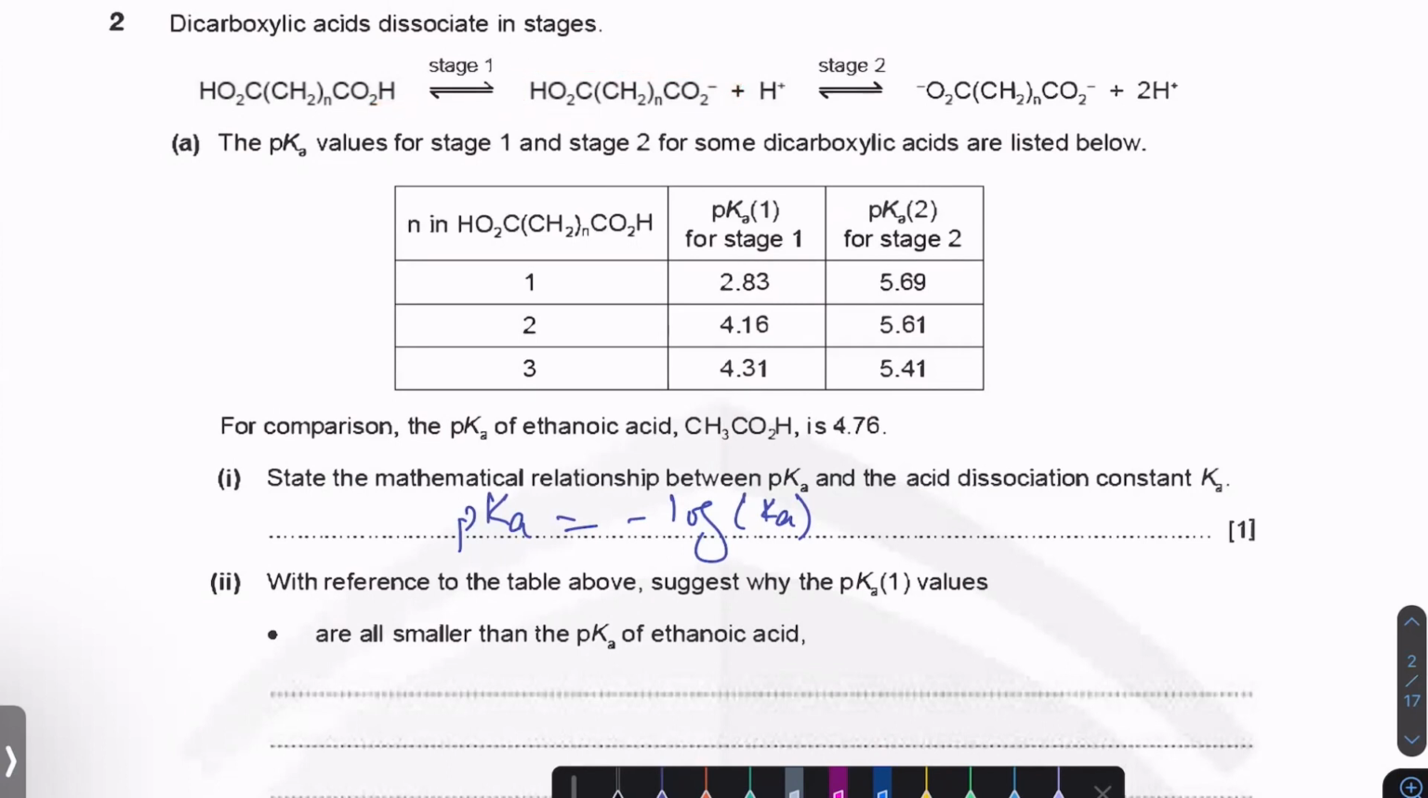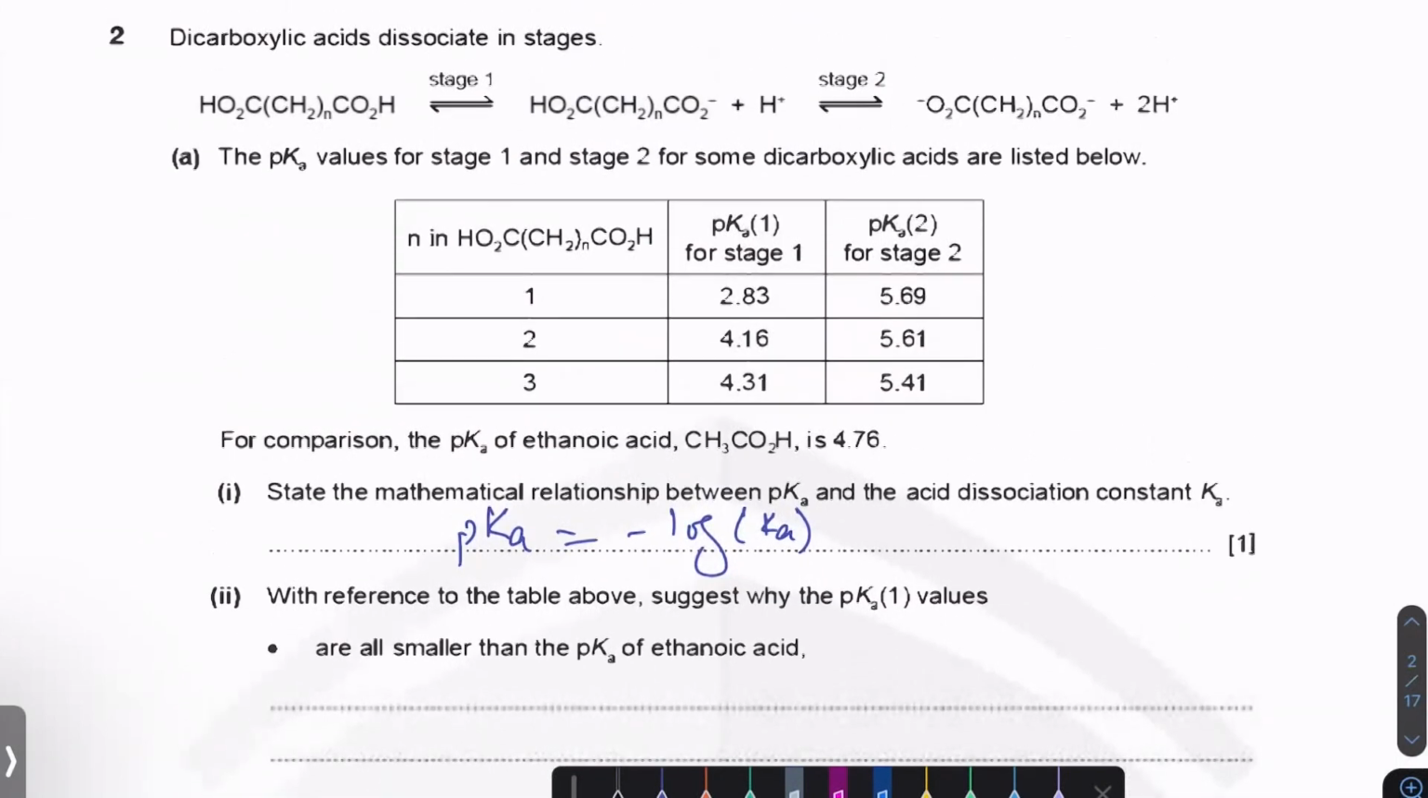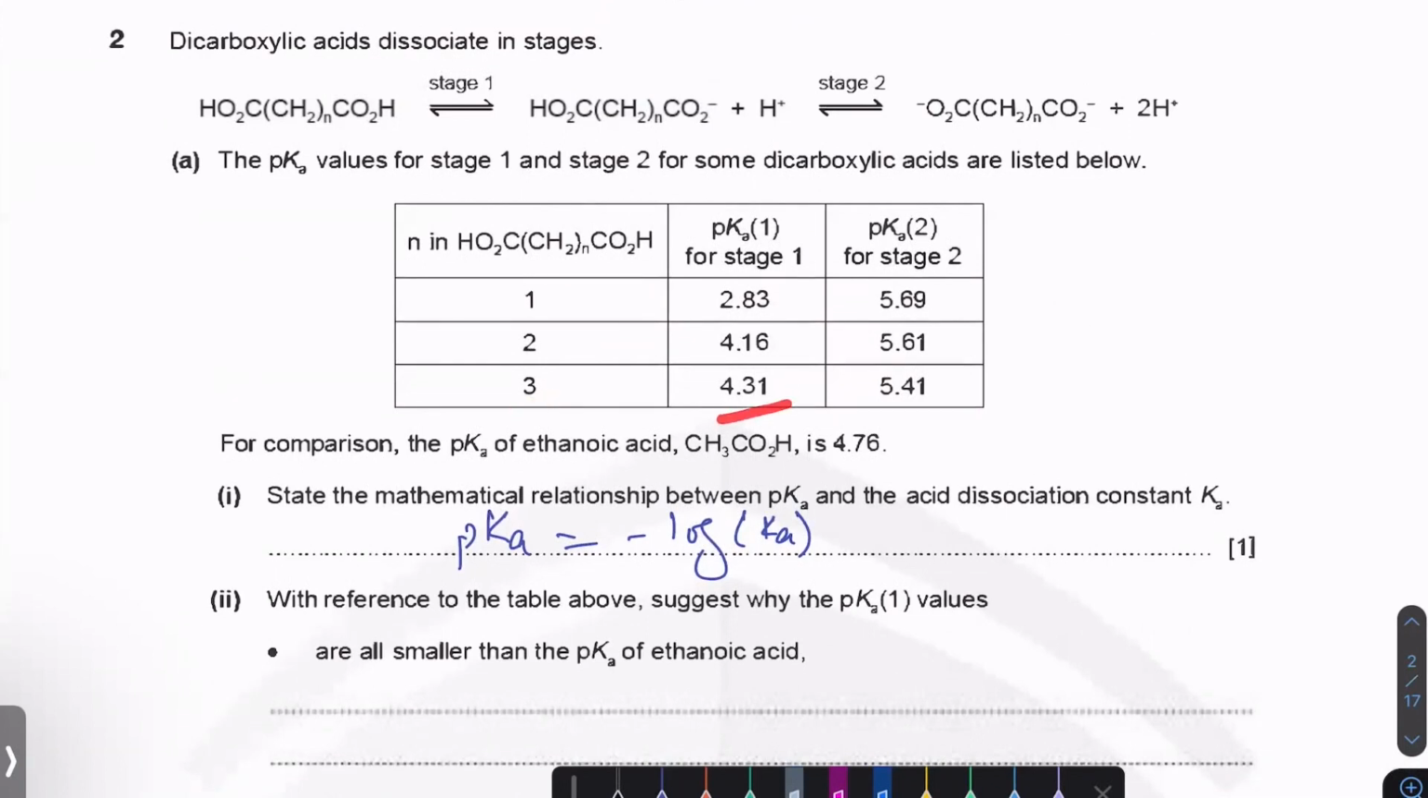Is there something donating electrons? There is this whole chain. So there is an electron withdrawing. No, not electron withdrawing. Actually, electron donating effect in here. Okay. Get it? Yes, sir. No? Great. Why does it become larger as n increases? Why is it that when n increases, this pKa becomes larger? Why is it that it becomes a weaker acid?